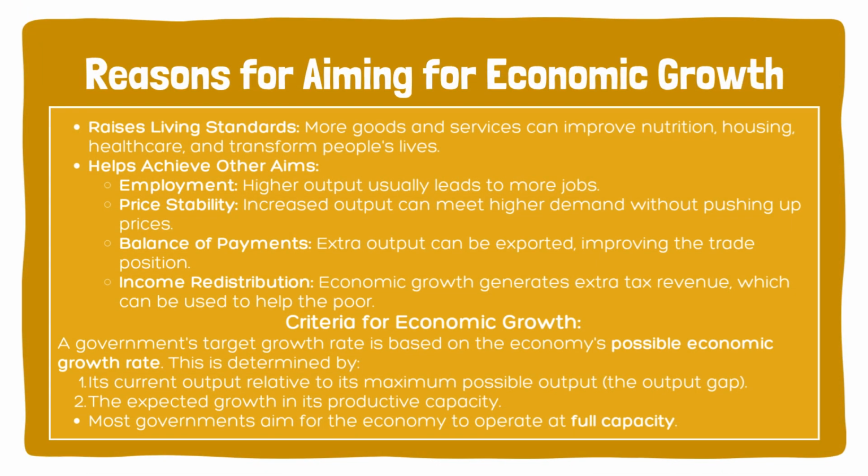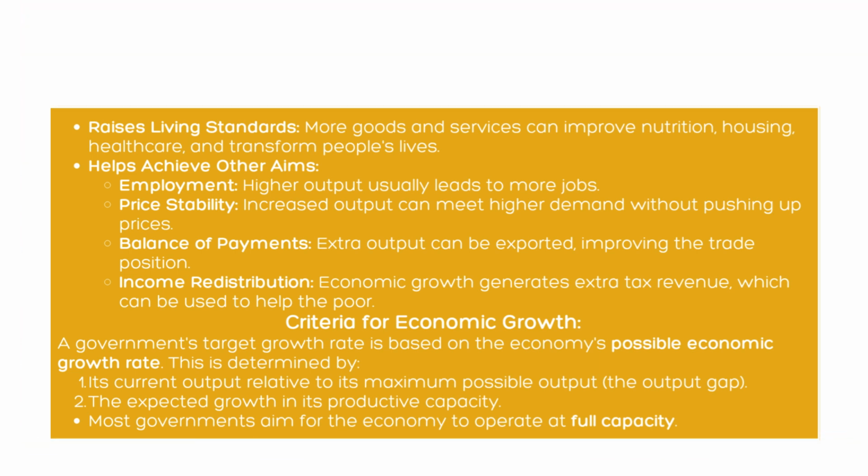Governments aim for economic growth because it improves living standards. Higher output can result in better healthcare, education, and housing, allowing people to live longer and more comfortable lives. Economic growth can also help achieve other macroeconomic aims, such as reducing unemployment, increasing tax revenue, and improving the balance of payments if exports rise. Governments often set growth targets based on their economy's potential growth rate, which depends on how close the economy is to full capacity and how quickly its productive capacity is expanding.